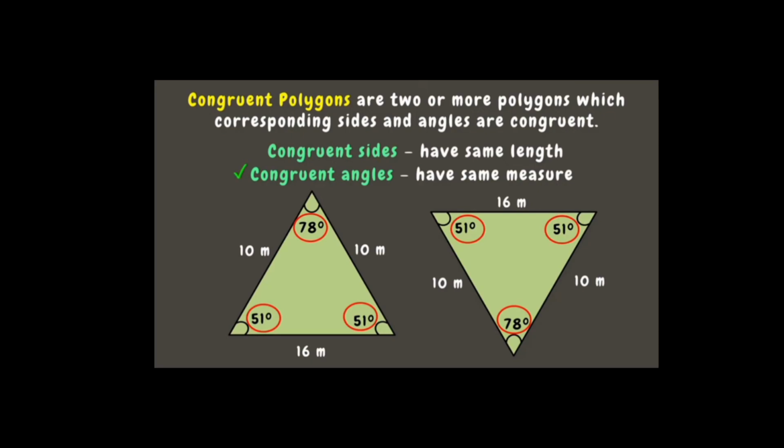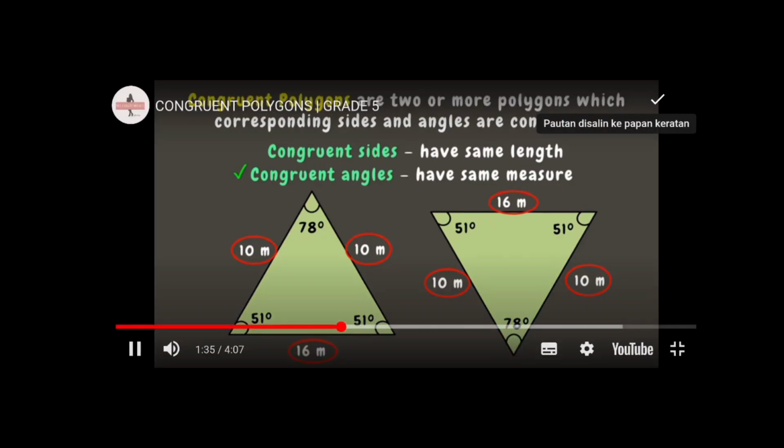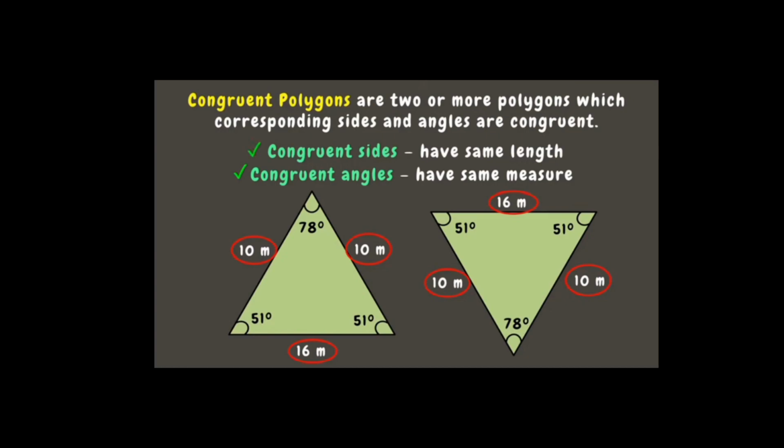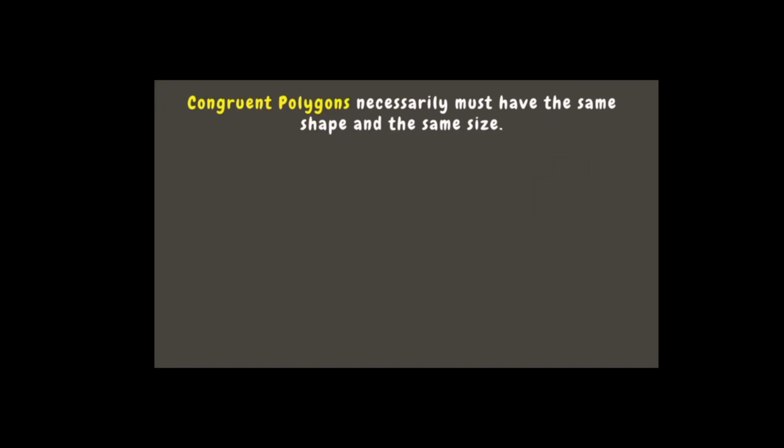Also, we can say that their corresponding sides have the same length, where two sides are both 10 meters while the other one is 16 meters. Therefore, they have congruent sides. Since they have congruent sides and angles, it means they are congruent polygons. Now, congruent polygons necessarily must have the same shape and same size.